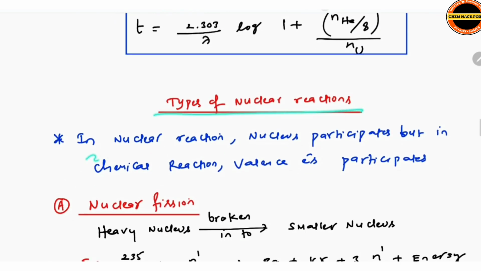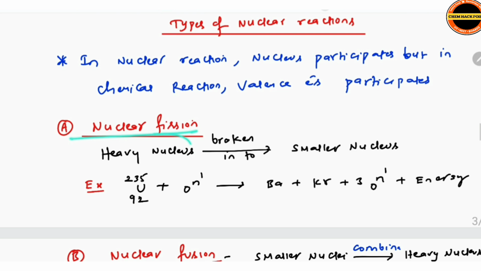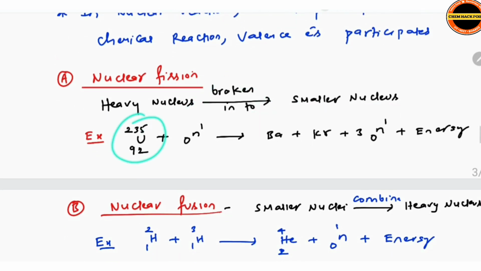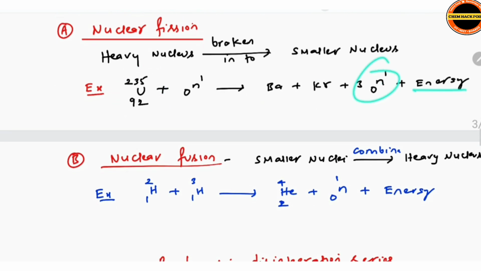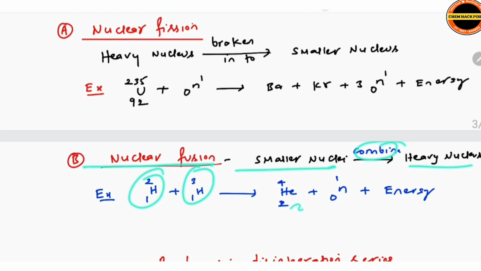Types of nuclear reactions. In a nuclear reaction, the nucleus participates, but in a chemical reaction, valence electrons participate. Nuclear fission means a heavy nucleus is broken down into smaller nuclei, like barium and krypton, with the emission of neutrons and energy. Nuclear fusion: smaller nuclei combine to form a heavy nucleus, like deuterium and tritium combining to form helium, a heavier nucleus compared with the previous one.